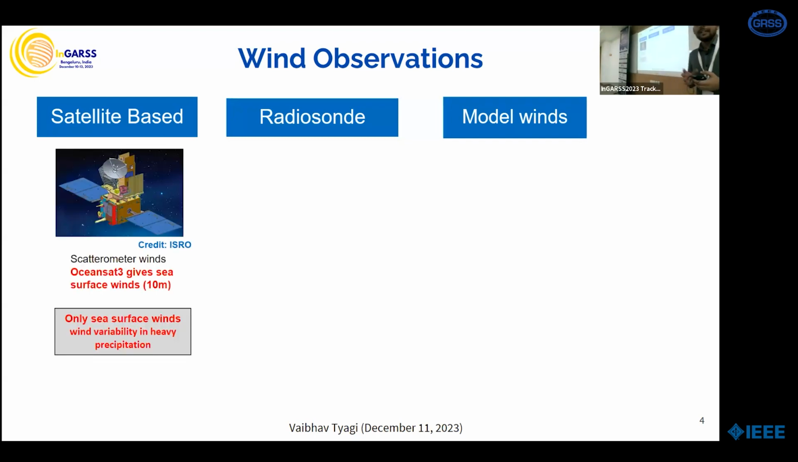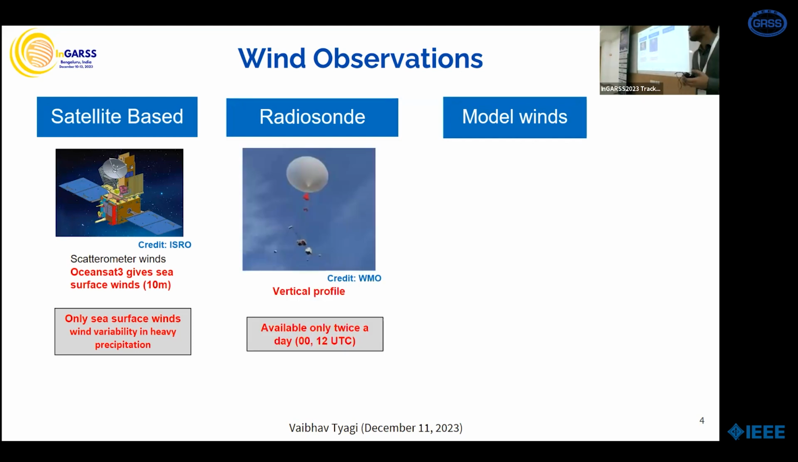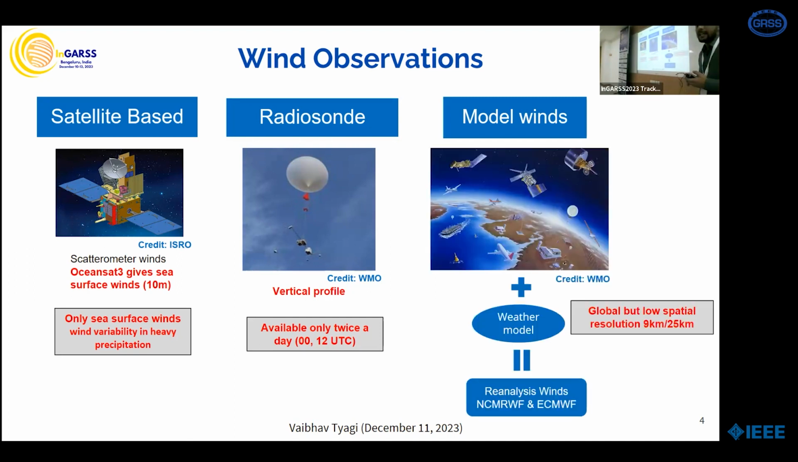From satellite observation, we can get the scatterometer winds also. Recently, ISRO launched the Oceansat-3 satellite that gives the surface level winds. And these winds we get at the surface level, and they show wind variability when there is heavy precipitation. When it comes to the radiosonde winds, we get them twice a day, at 0 hour and 12 hour UTC. And we have other model winds like NCMRWF and ECMWF that provide the winds. But they have the limitation of limited spatial coverage of 9 kilometer and 25 kilometer, depending upon the location and region you are using.